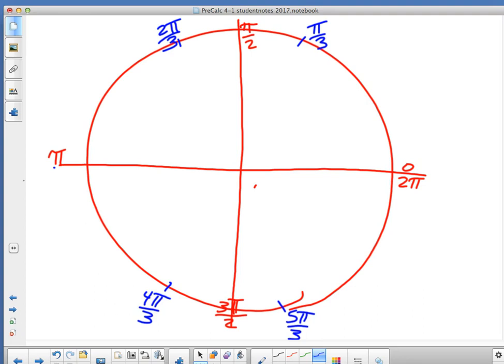Did you notice that those pi over 3s are kind of grouped around the y-axis? Okay, pay attention to that pattern. It's going to help you in your future. Okay, now after 3, hey, let's talk about fourths.